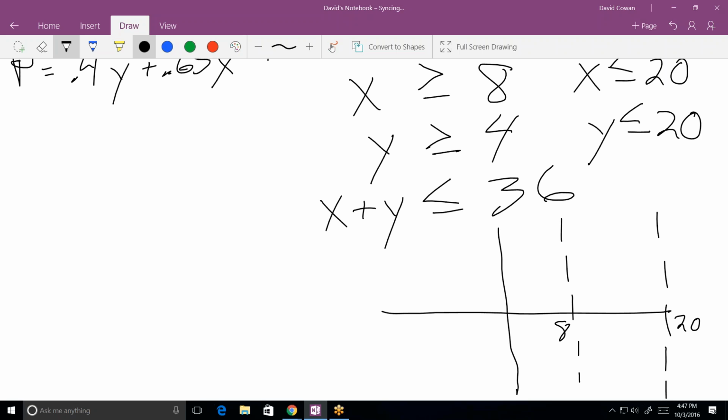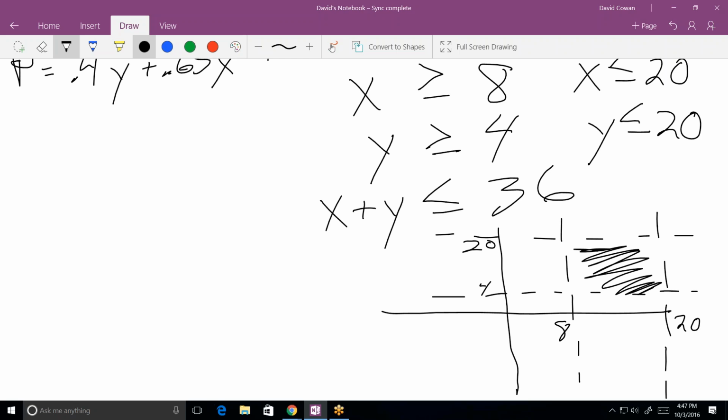So X is in that domain, correct? Right. Anywhere in that middle. Y has to be greater than or equal to 4, and less than or equal to 20. So now the common area is right there, right? Okay. But there's one more constraint.